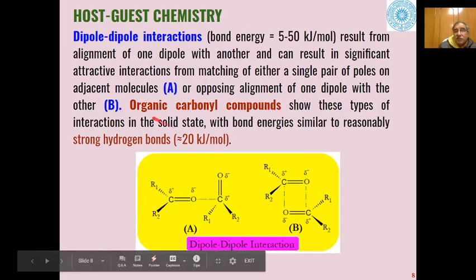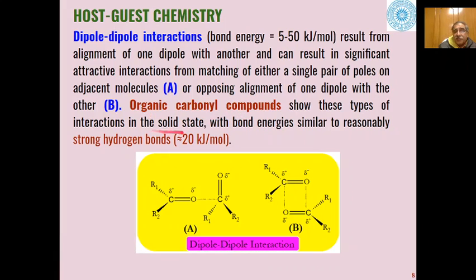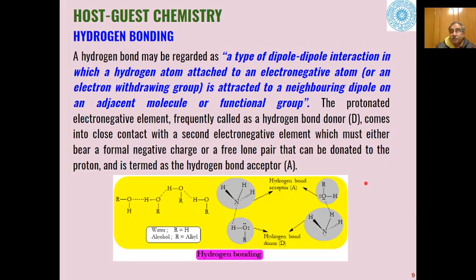And then these types of interactions, they have reasonably strong hydrogen bond, which is having energy equal to approximately 20 kilojoules per mole. Then hydrogen bonding is another type of non-covalent bonding which may be present in case of these types of dipole-dipole interactions. So when hydrogen atom is attached to an electronegative atom, and then it is attracted to a neighboring dipole on adjacent molecule or functional group.